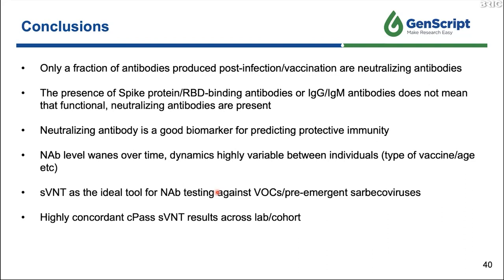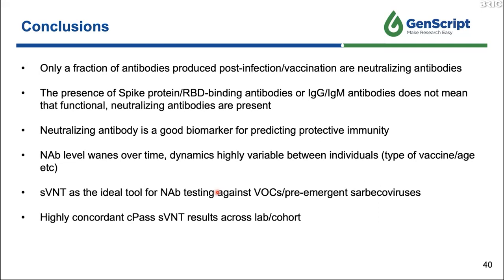We also see that the neutralizing antibody wanes over time, and the waning speed and also the level of neutralizing antibody is highly variable between different individuals. It can depend on the type of vaccine you take. For instance, the mRNA vaccines usually induce a much higher neutralizing antibody level than inactivated vaccines. It also depends on the age of the recipient. And apart from that, it also depends on the individual differences.